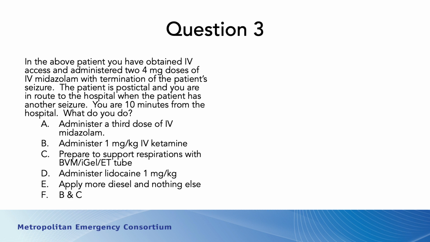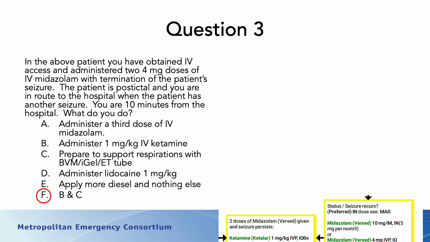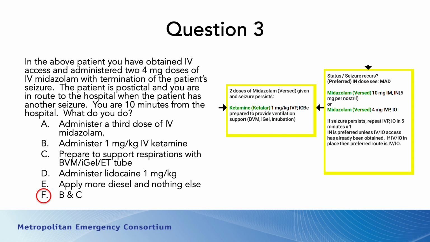Your treatment options are to give the patient more midazolam, give them ketamine, be prepared to support their respirations, give them lidocaine, or should you just put more diesel into the engine and go faster? If you look at what we have in the protocol, the correct answer really is B and C. If the patient is in status or has ongoing seizures despite 2 doses of midazolam, we are going to give them ketamine at 1 milligram per kilogram IV.